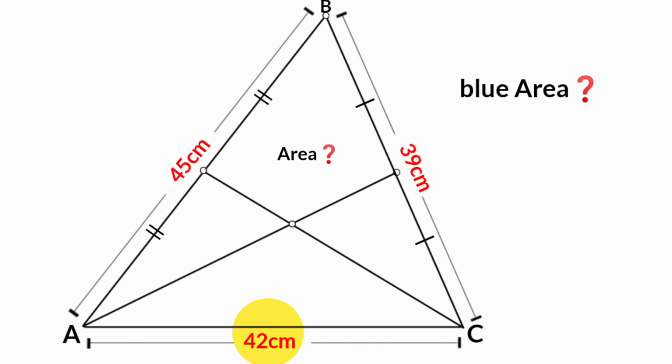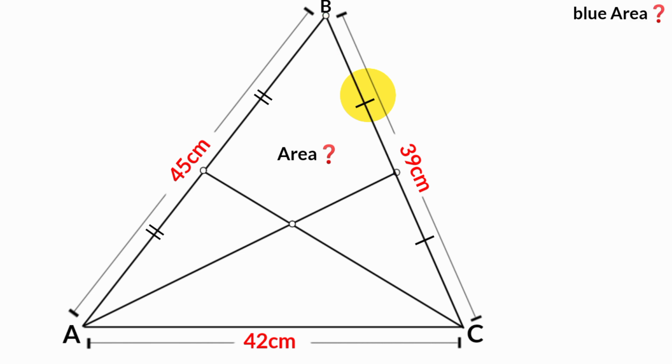We can also see that there is the midpoint of this line AB. That is, this line and this line are equal in length. The same is also true for this line BC here. This is its midpoint. That is, this and this are congruent. So how can we solve it? Well, I think it is simple.